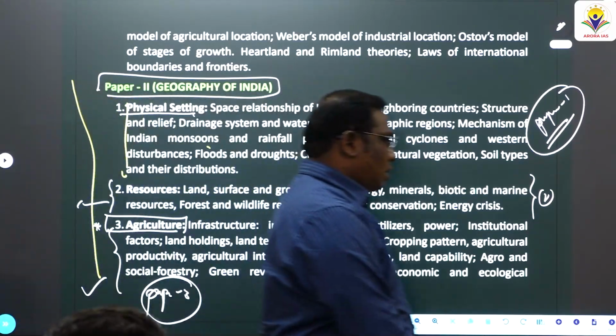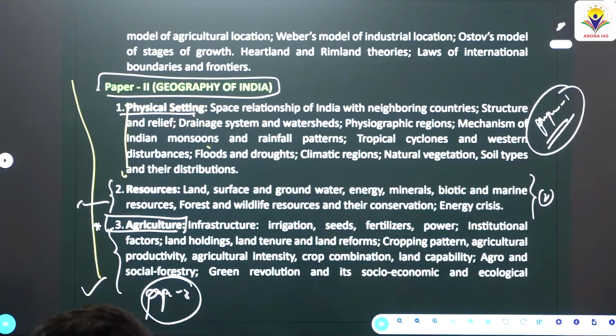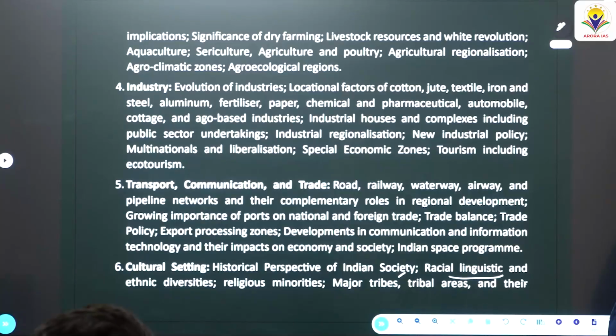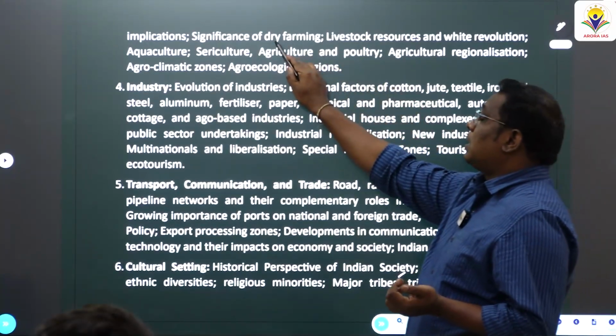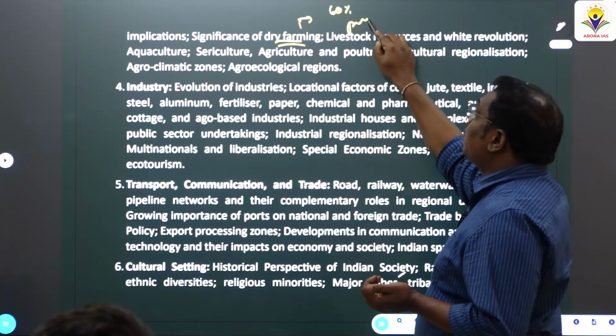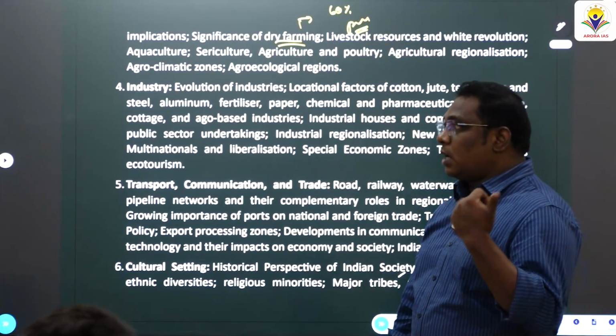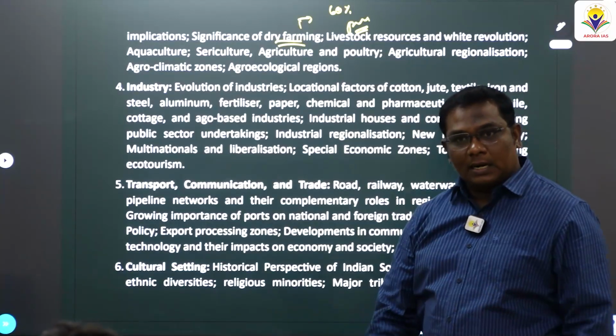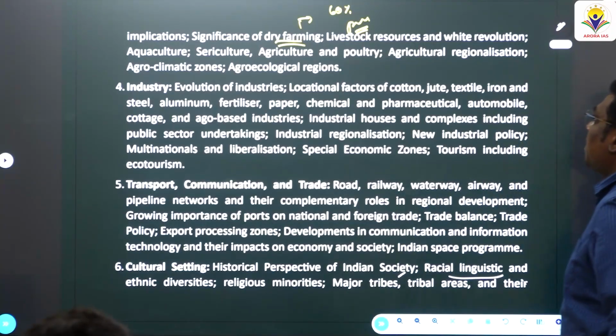Green revolution, socio-economic and ecological consequences, land capability, social forestry, agroforestry, tenure, land reforms, cropping patterns, agricultural productivity, decreasing agricultural productivity in India, and significance of dry farming. This is very important, dry land farming in India. About 60% of the pulses are grown in the dry land area of India. We cannot ignore that, but still the dry land area has been facing so many problems.